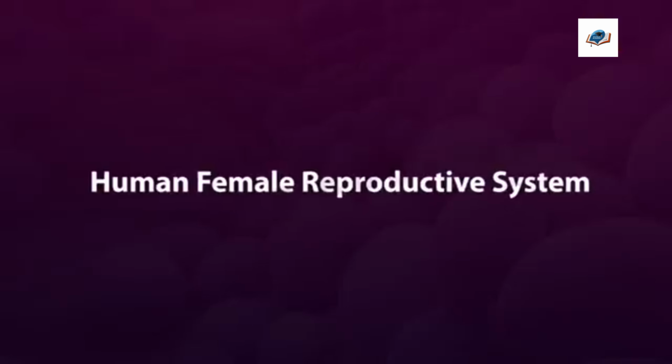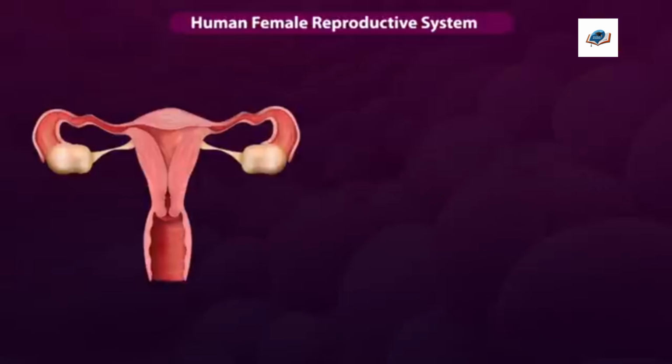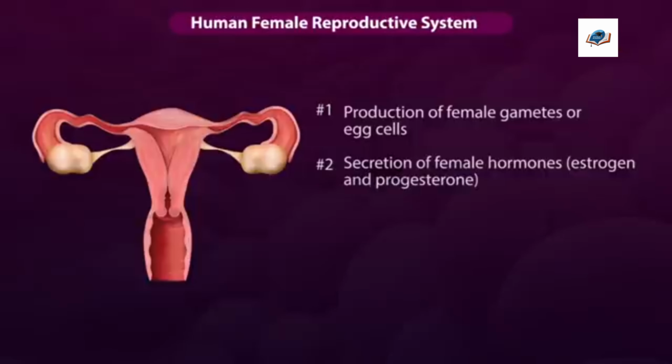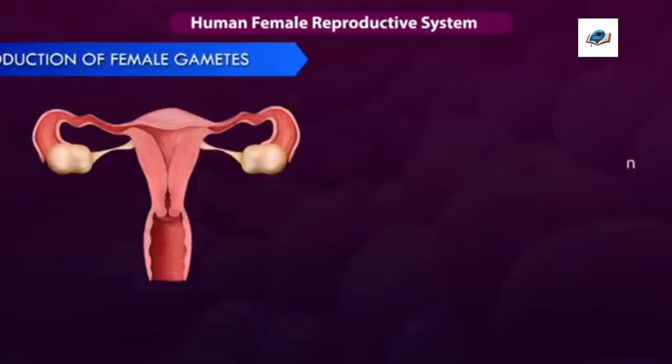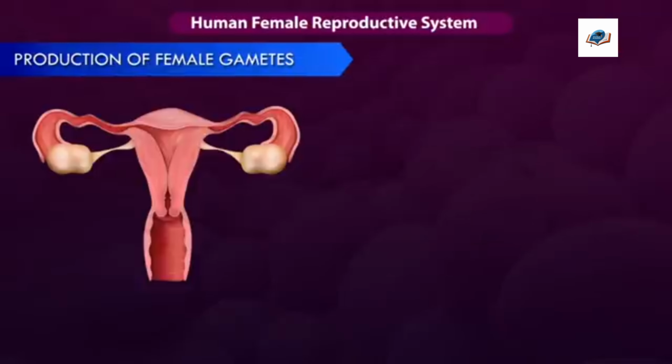Human female reproductive system. The female reproductive system performs 4 important functions. 1. Production of female gametes or egg cells. 2. Secretion of female hormones, that is estrogen and progesterone. 3. Providing necessary conditions for the fertilized egg to develop into a baby. 4. Menstruation. First, let us see the production of female gametes or egg cells.